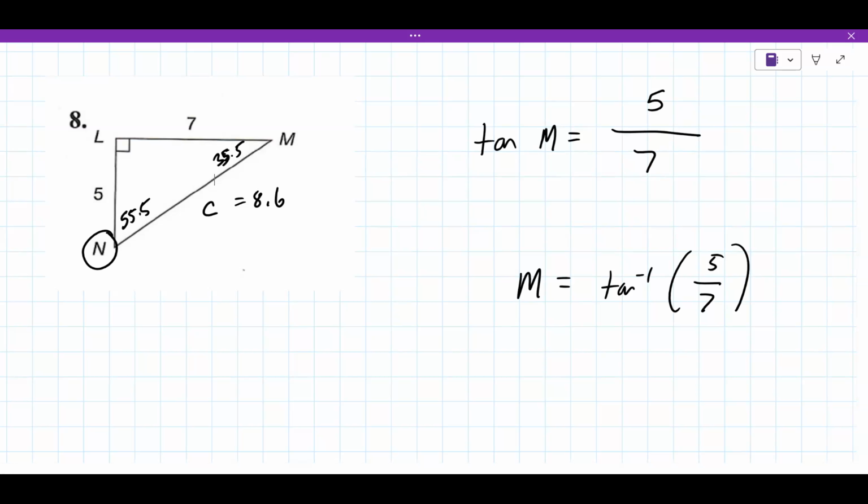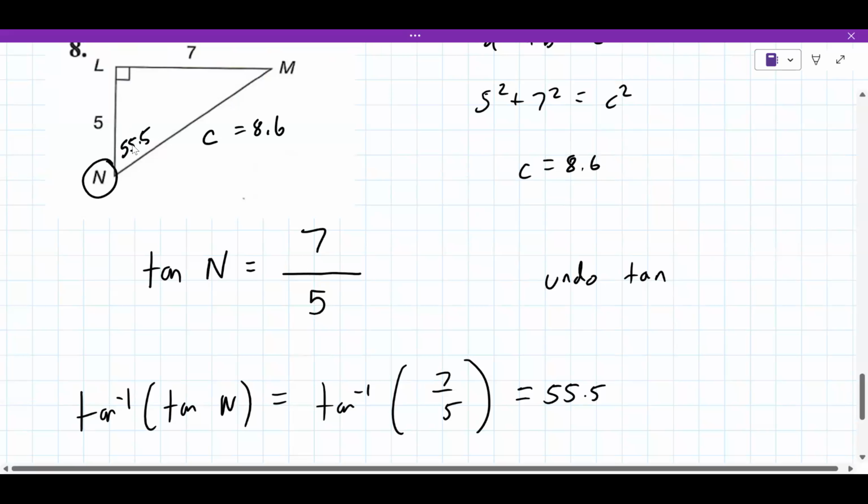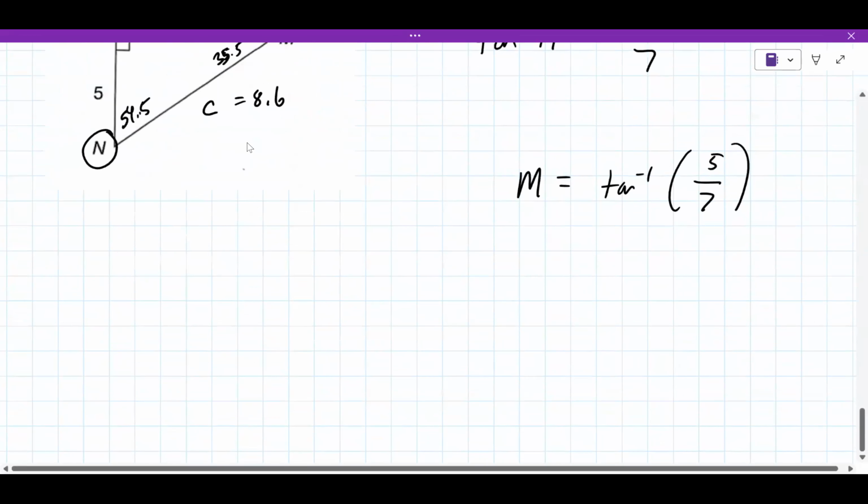Now, I want you to add up in that calculator 90 plus 55.5 plus 35.5. 181. Then we got an error here somewhere. Oh, sorry, this is 54.5 down here. That's my fault. So it should add up to 180. That's what I've got to change up here as well. So that's important. You have to remember that the sum of the angles in a triangle add up to 180.